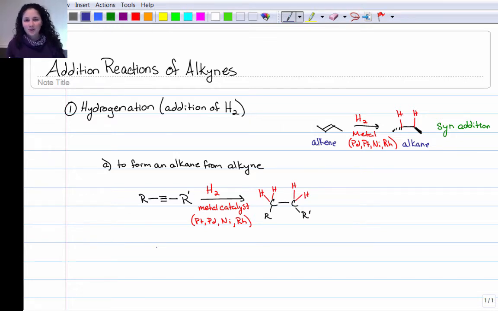So essentially you can do exactly the same thing, only in this case with the alkyne, you're taking the alkyne all the way down to an alkane. You're still adding the hydrogens in a syn fashion, but you're doing this twice. So you're actually adding two equivalents. So I could put a 2 in front of that hydrogen. You're actually adding two equivalents of hydrogen across that triple bond to give you a single bond.